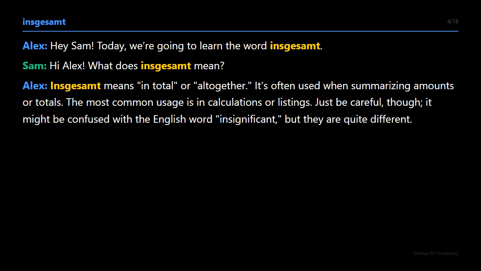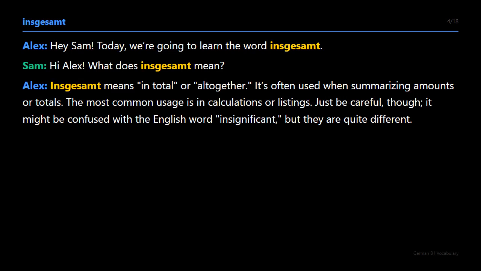Today, we're going to learn the word insgesamt. Hi Alex. What does insgesamt mean? Insgesamt means in total or altogether. It's often used when summarizing amounts or totals. The most common usage is in calculations or listings. Just be careful, though, it might be confused with the English word insignificant, but they are quite different.